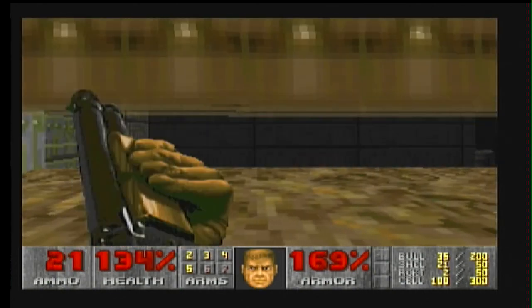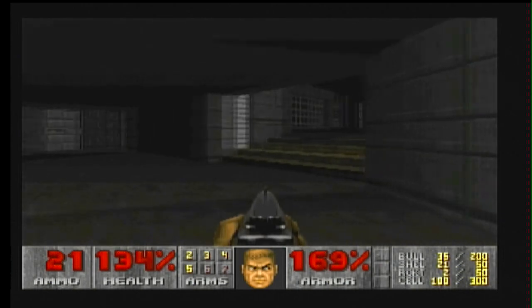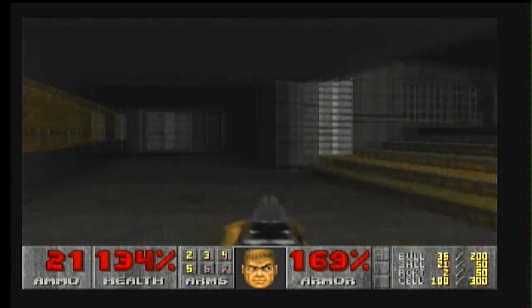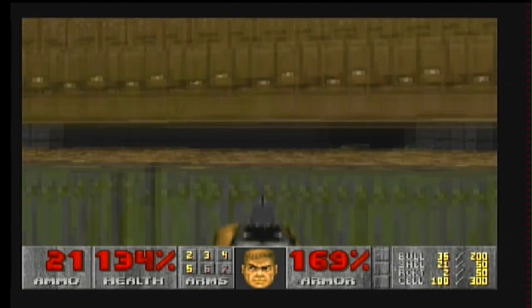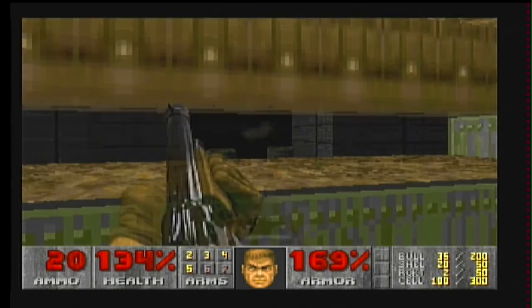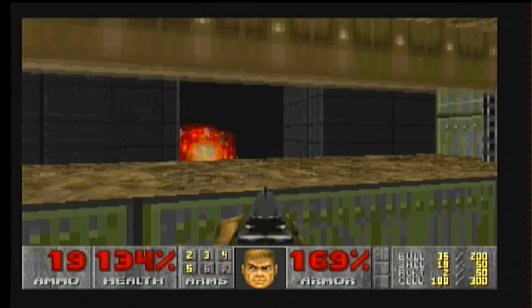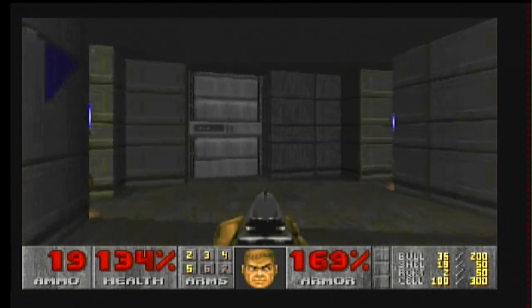And Doom's full of little ideas like this where what looks to be a room from one angle, you look at it from another angle and it's a different setup. And so this really allows you to fall into the trap of being ambushed quite often.